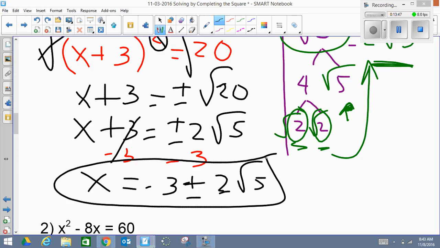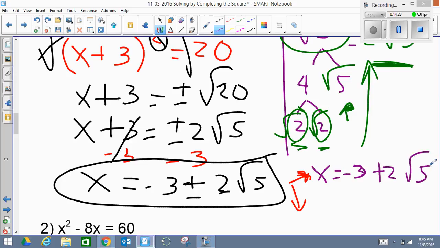Now you got to make sure that you understand that you have 2 answers from here. One answer will be using the plus, and the other answer will be using the minus. I'm going to break that into 2 answers just to make sure that we all understand. So let's go. My first answer will be x equals the negative 3 in front, and now I'm going to use the plus 2 square root of 5.